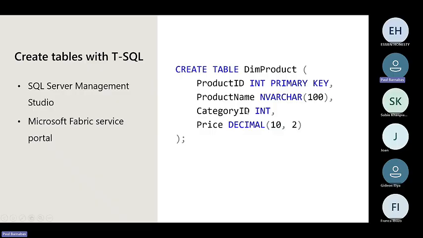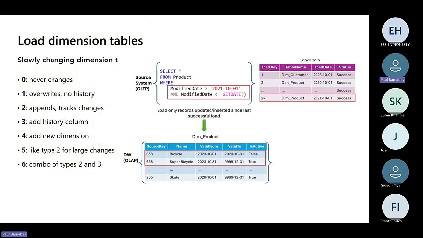table. Then we also have the category ID, integer, and we have the price. Price is a decimal, that's why we're using decimal. What this means is that we can have up to 10 whole numbers and 2 decimal places. So that's an example of T-SQL that we can use to build the table.